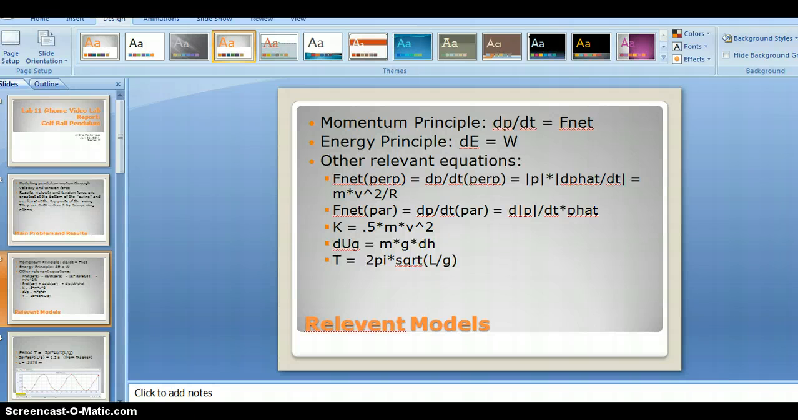F net parallel is equal to dp/dt parallel, which is equal to the rate of change of magnitude of momentum times the unit vector of momentum. Kinetic energy is half mass times velocity squared. Change in potential energy due to gravity on Earth is equal to mass times g times the change in height, and the period of a pendulum is equal to 2 pi times the square root of the length divided by g.